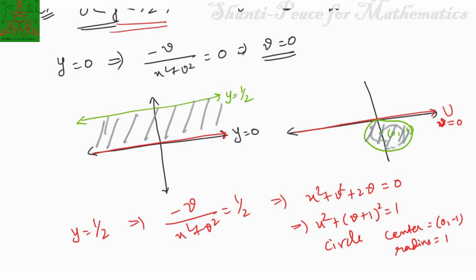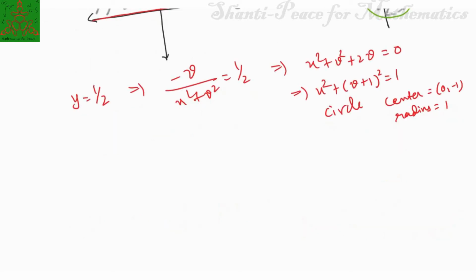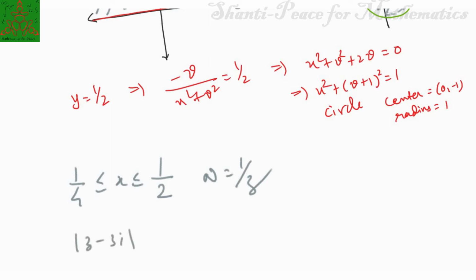So what we can note here is that a line, which is the x-axis, transforms to a line, which I can treat as a circle with infinite radius. Line is transforming to a line, but I can treat it as a circle with infinite radius. Now there are a couple of examples I would like to give you as homework. Try to calculate the image of 1 by 4 less than or equal to x less than or equal to 1 by 2 under the map w equal to 1 by z, and the image of modulus of z minus 3i equal to 3 under the map w equal to 1 upon z.